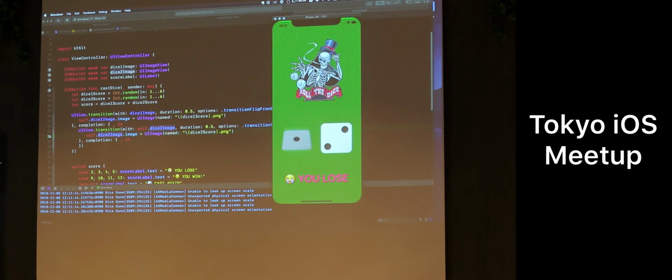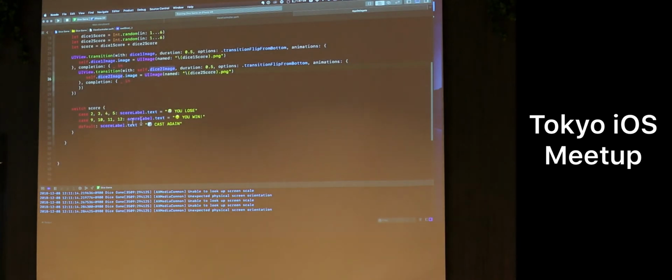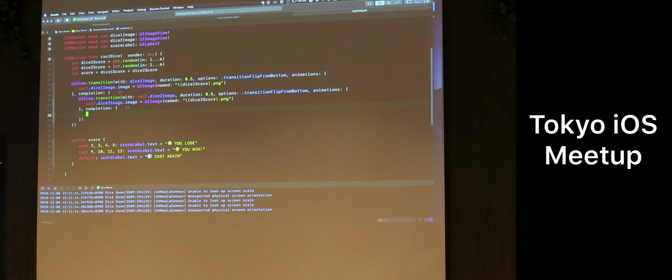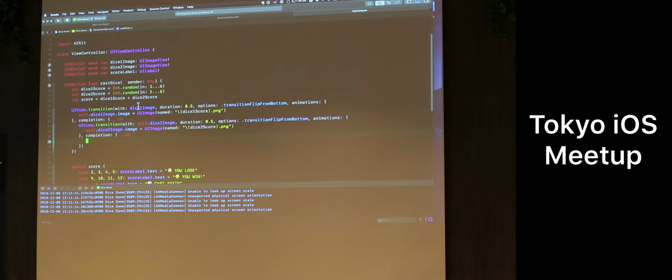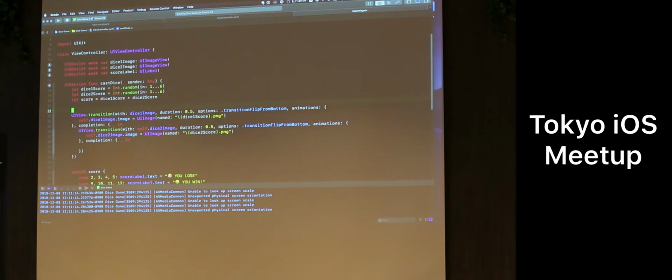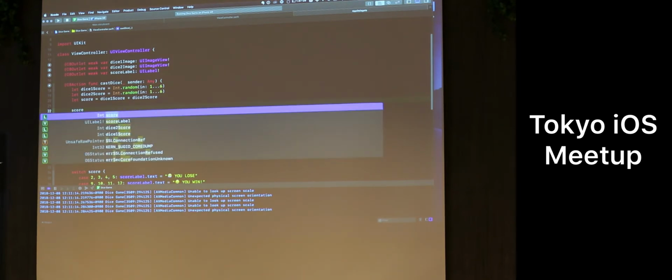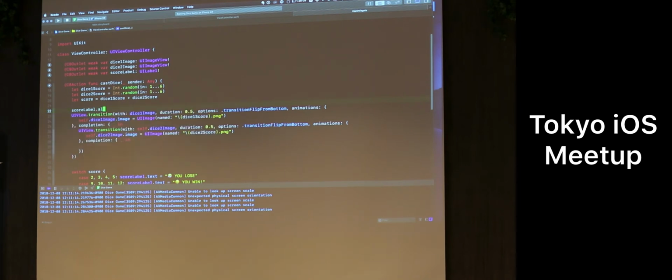All right, so now we get the first dice flipping, second dice is waiting for the first one to flip, but the label is not waiting. So the last thing we need to do is nest another animation. And so in the completion block of this one, I'm going to first hide the label when we're casting the dice. So score label dot alpha. Alpha, you guys know Xcode, designing alpha is the degree of opacity of something in the screen. So I'm going to make it invisible.